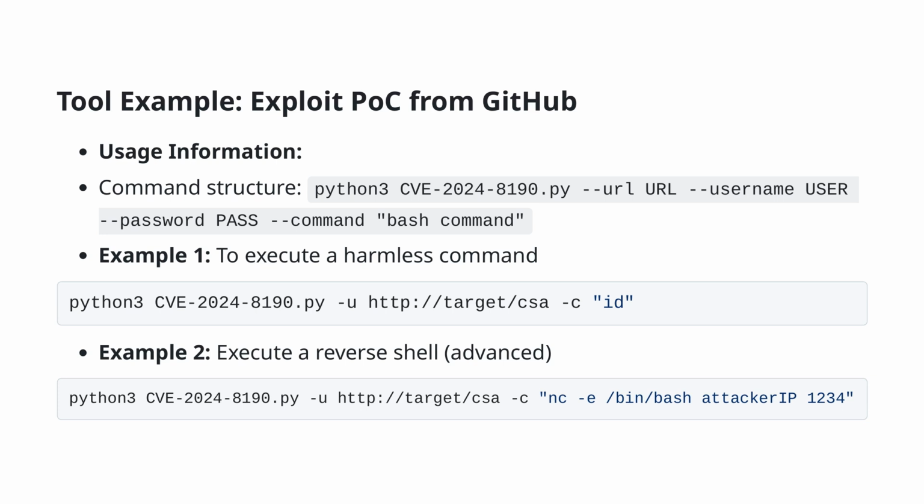Example 1 illustrates the execution of a straightforward command to check the identity of the user on the target system, utilizing the id command. Example 2 showcases a more advanced scenario, executing a reverse shell. This involves using Netcat to connect back to an attacker's server, providing significant control over the target system. These examples help demonstrate how attackers could use such tools to exploit vulnerabilities, emphasizing the importance of addressing them promptly.